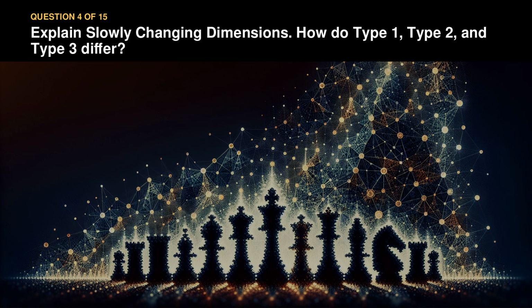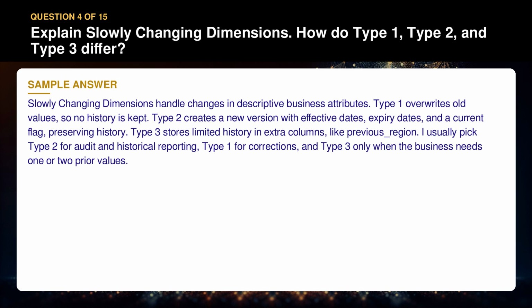Question 4. Explain slowly changing dimensions. How do Type 1, Type 2, and Type 3 differ? Slowly changing dimensions handle changes in descriptive business attributes. Type 1 overwrites old values, so no history is kept. Type 2 creates a new version with effective dates, expiry dates, and a current flag, preserving history. Type 3 stores limited history in extra columns, like previous region. I usually pick Type 2 for audit and historical reporting, Type 1 for corrections, and Type 3 only when the business needs 1 or 2 prior values.